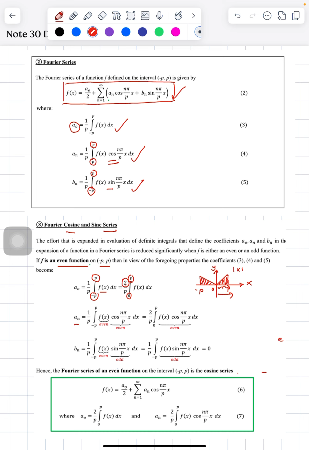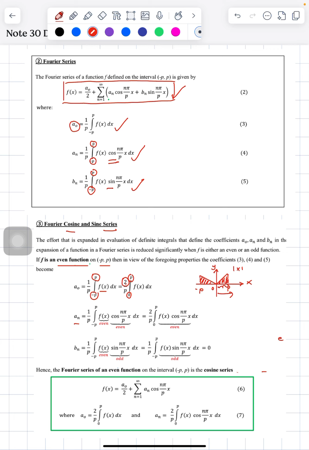Okay, for a_n, to compute a_n, the formula is 1 over p, the integral of f(x) cos(n pi over p x) dx, the interval from negative p to p. Okay, we know that our f(x) is an even function. And cos, how do we know it's even or odd? You can use your calculator, try to compute cos 30 and cos negative 30 degrees. So you will have the same value, right? Okay, so remember from the definition, f(negative x) equals f(x).